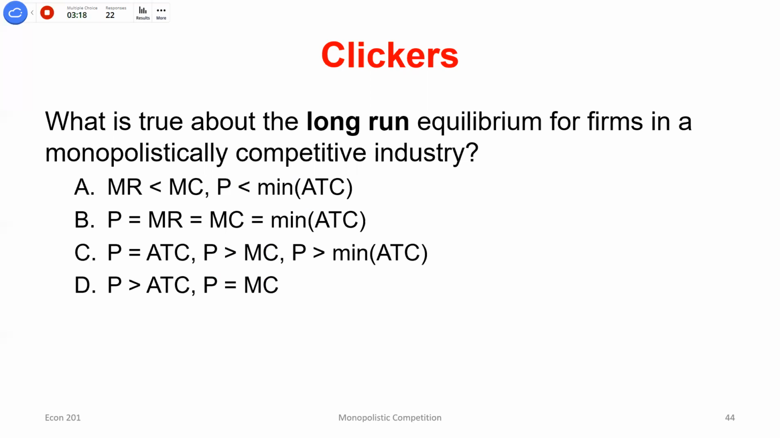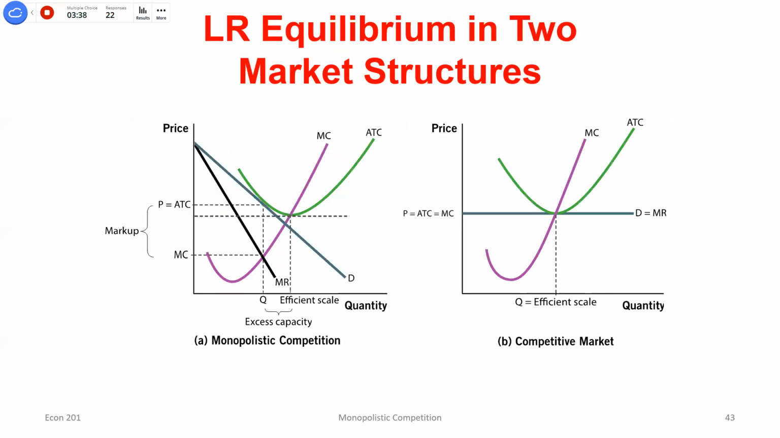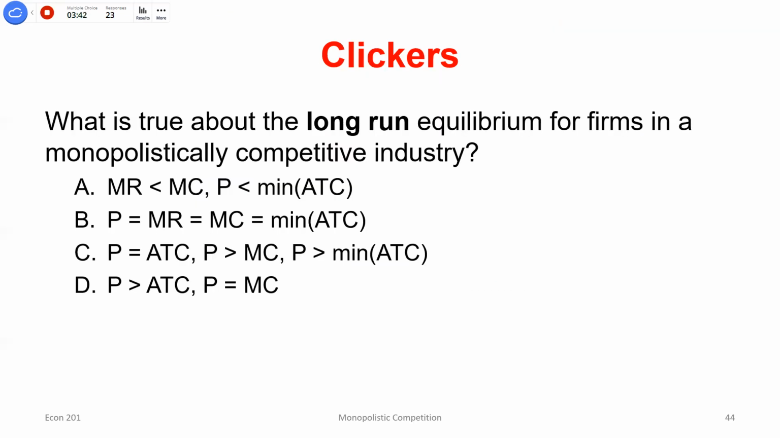We already said here that price is above marginal cost. So throw that one out. Price is going to be equal to average total cost in the long run. Okay, that could be true because we have 0 profits in the long run. Price is above marginal cost. We said that was true. And then we also said price was above that minimum point of my average total cost. So C looks like it's the right answer.